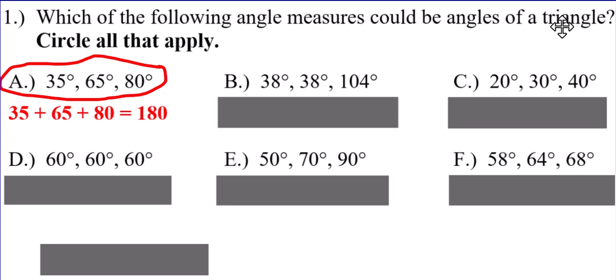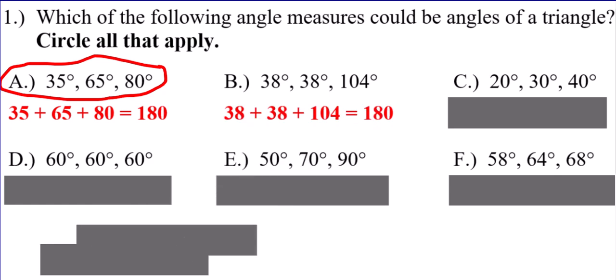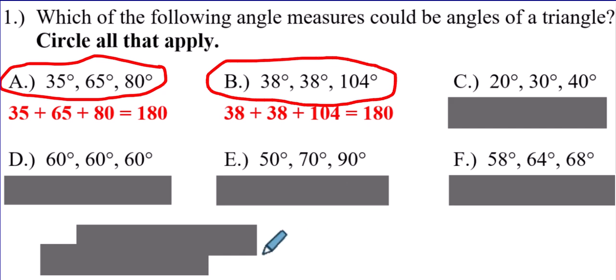Okay, did you already do number 1? If not, better hit pause now. Choice B. If I add those 3 angles together, once again, I get 180 degrees. So yes, choice B is possible 3 angles of a triangle.